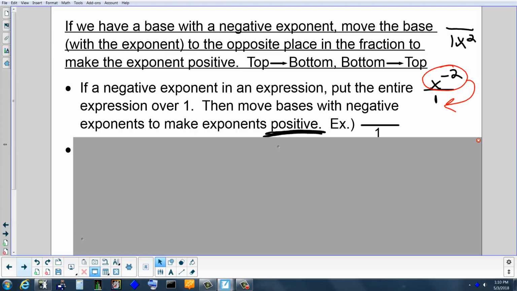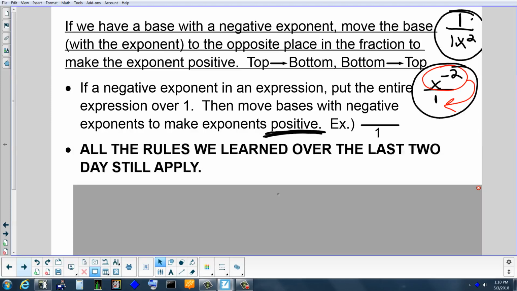Now, in this particular problem, when you move the x to the -2 to the bottom, there's nothing left in the top. You can't leave the top empty. You've got to put something there. So can we put a 1? Whenever there's nothing there, we just put a 1. This and that are exactly the same thing. The only difference is one has a negative exponent, one doesn't. We like the top way better. We don't want negatives.